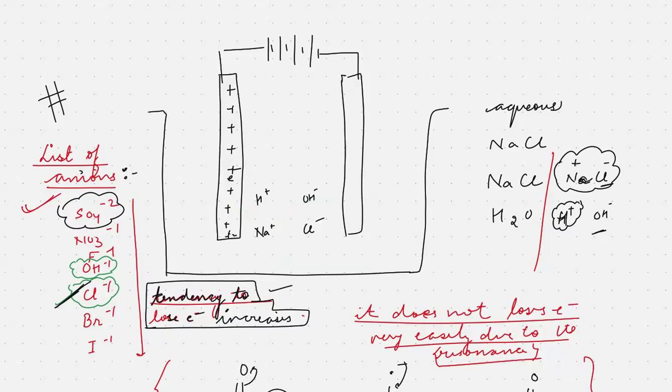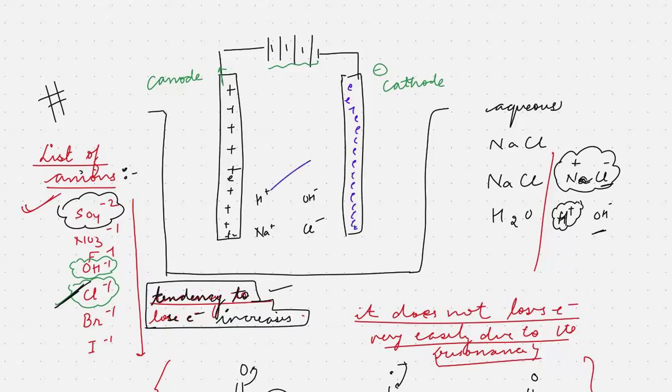And when this happens, this is the negative terminal. The battery has done its part. The battery has played the role of a pump, and it has taken all the electrons from the anode and transferred these electrons here to the cathode. So this rod will thereby gain a lot of electrons.